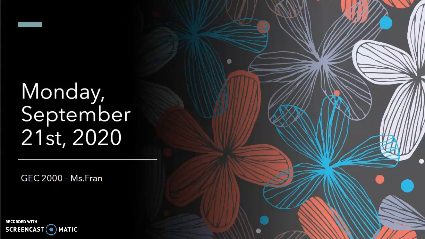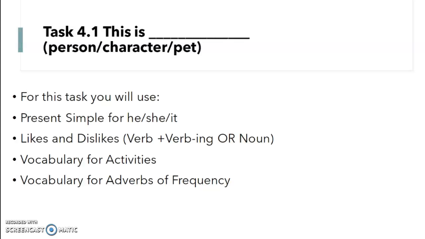In this video, I will explain task 4.1. This task will be called This Is, and then you decide who or what you will talk about. So you can choose a person, you can choose a character from a movie, from a program, from a book, from a story. You can choose a pet or an animal that you have.